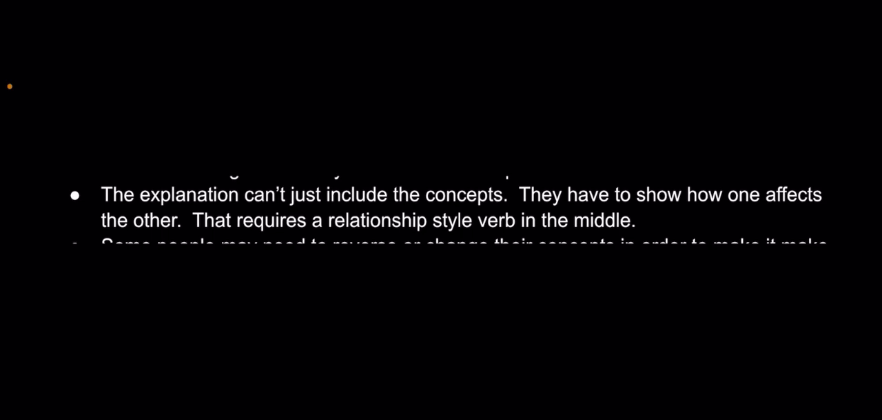After that, the most common error is that you either didn't show a relationship or you just mentioned the two concepts. Some people didn't even mention both concepts. So your explanation can't just include the concepts. They have to show how one affects the other, and that requires a relationship-style verb in the middle.